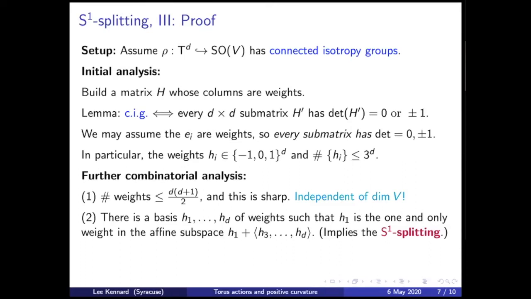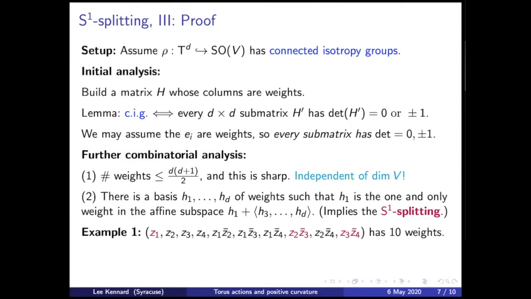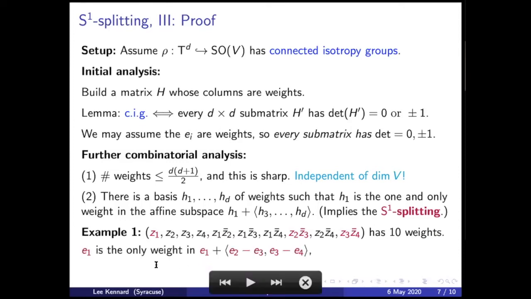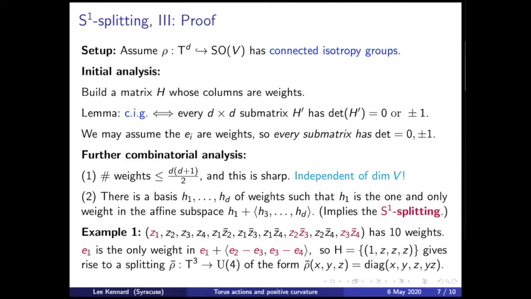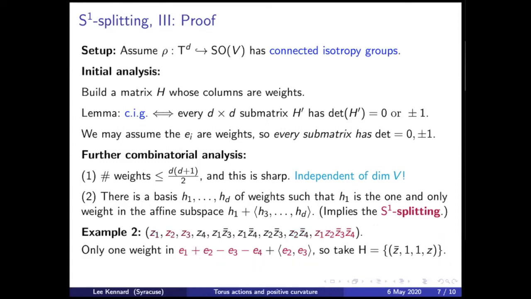It's not too hard. Let me see on time. I had a couple of examples. So here's this example again. E1 is the weight here. E2 minus E3 is this weight, and this one is this weight. And anyway, this is an easy illustration that this second condition is true for this example. And if you intersect those kernels, this is the H, which gives you the splitting. And there's some details. I had a second example, which I need to skip because of time.